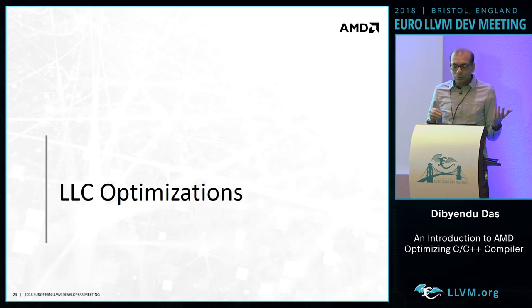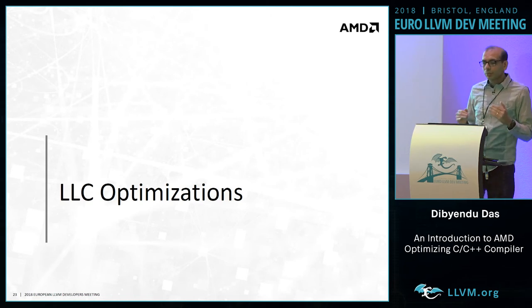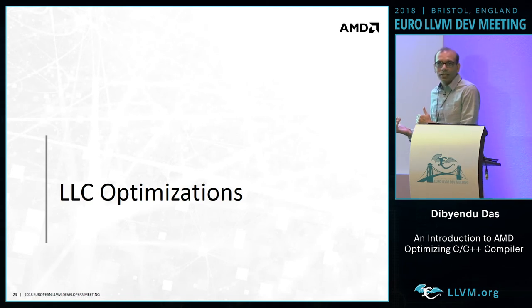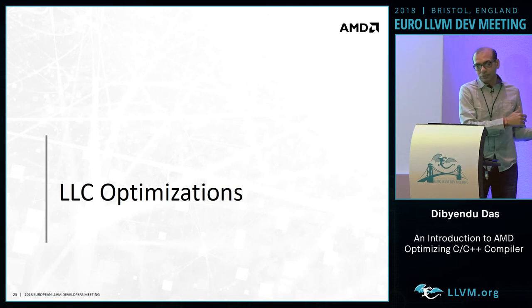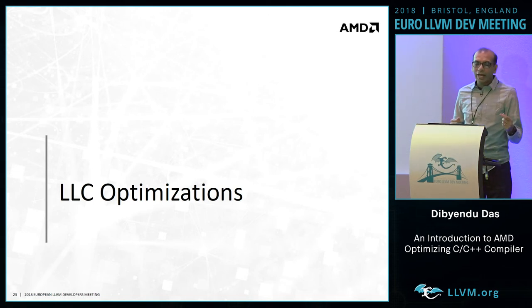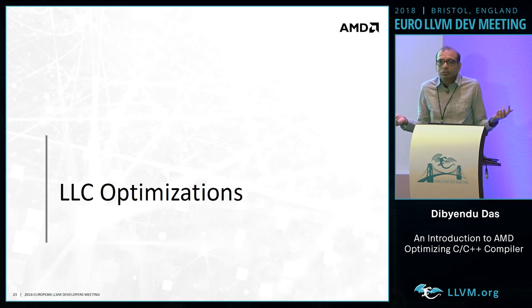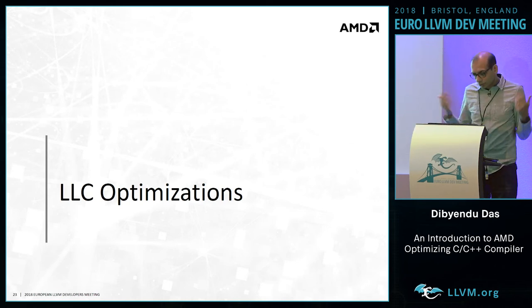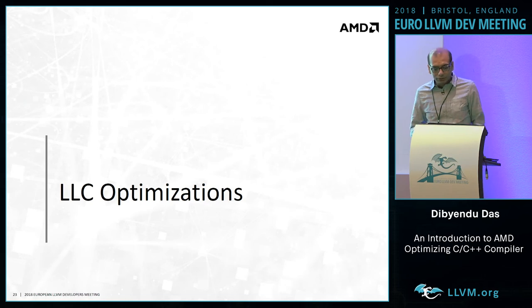So there is code that AMD cannot generate for its Zen, which Intel can generate for its Skylake or other machines. Mainly because, let's say, one of our instructions is microcoded, while Intel's is not. So we have to be careful what we are generating there.